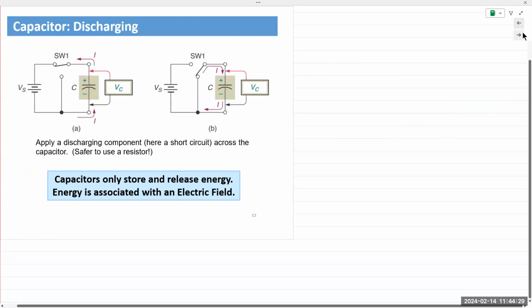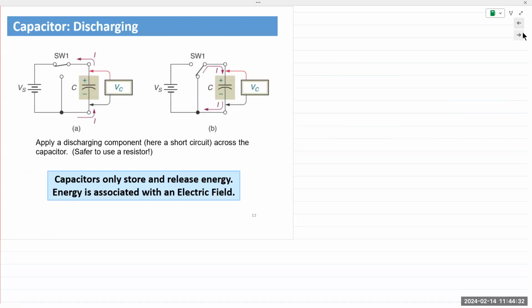As I said, we can remove a fully charged capacitor and you could short out the terminals. If you short out the terminals, you'd expect to see a small spark because all of that stored energy is released in an instant, right? So it's always safer to use a resistor. You always want to insert a resistor in the middle.